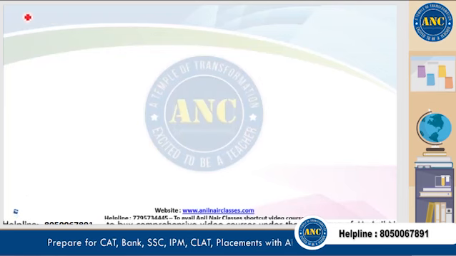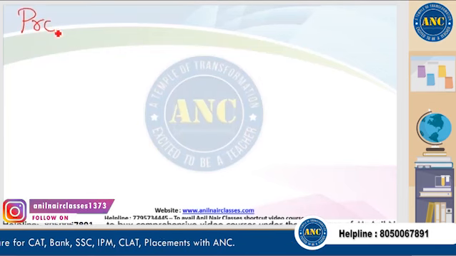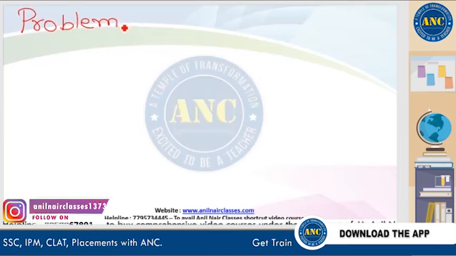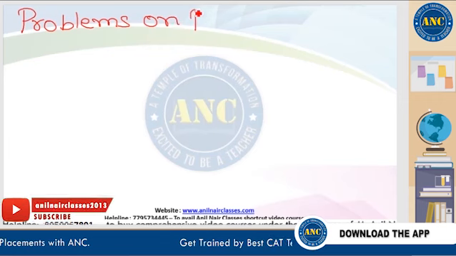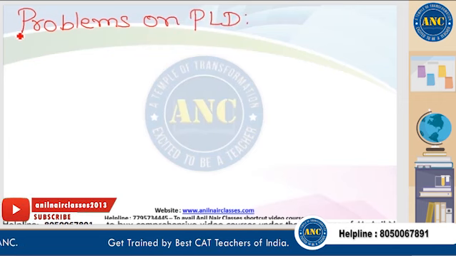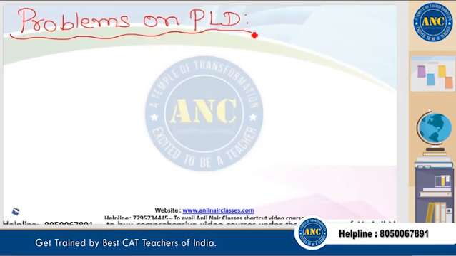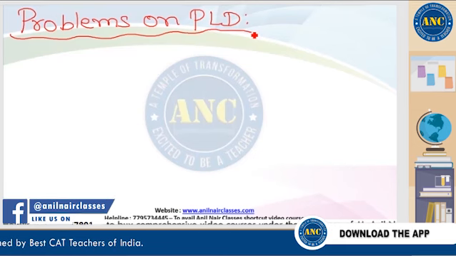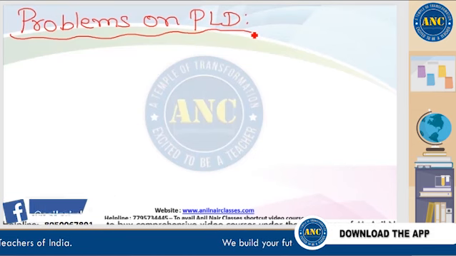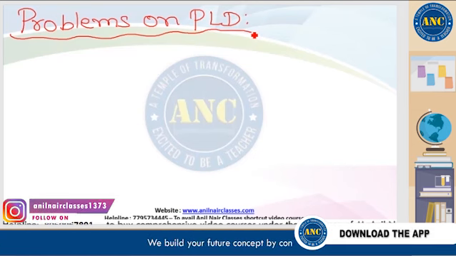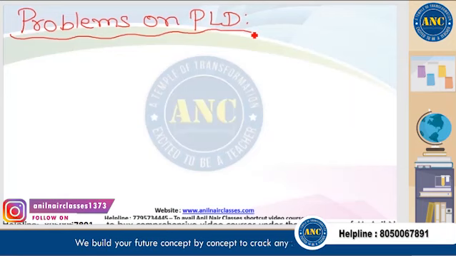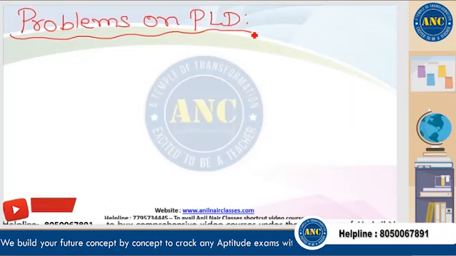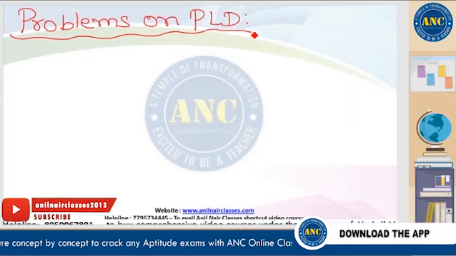Now let us solve some of the problems on profit, loss and discount. We had those 13 formulas. We understood that the 13 formulas were written, but we also understood that they are not that important for our problem solving. Now we will understand why they are not that important for our problem solving.